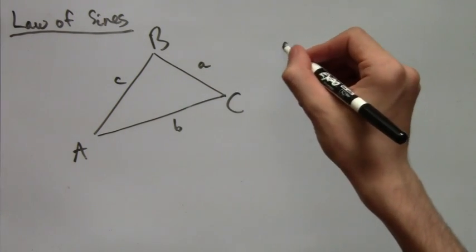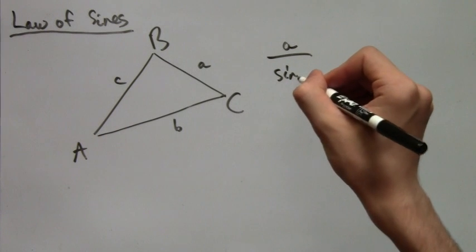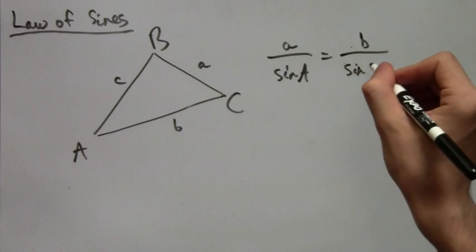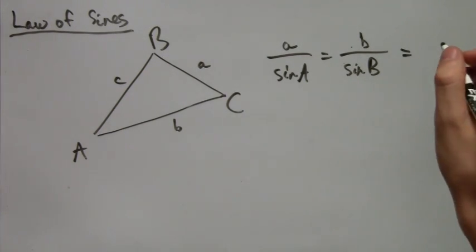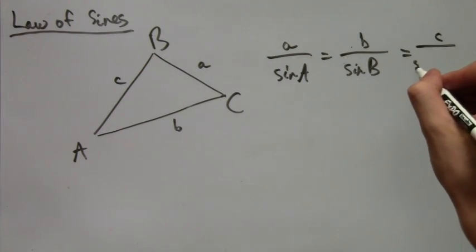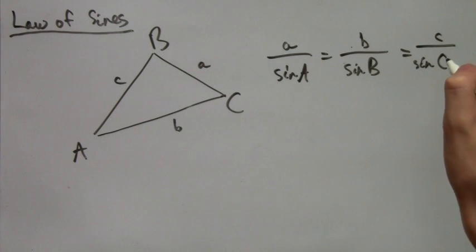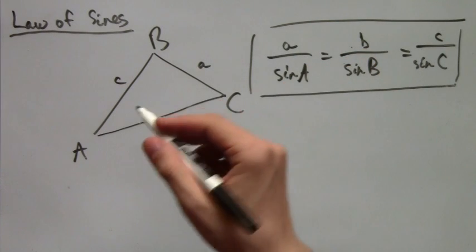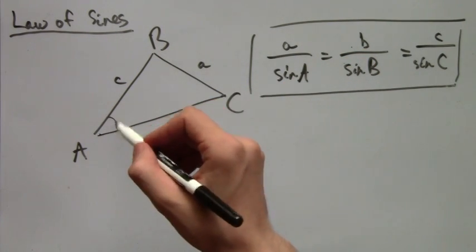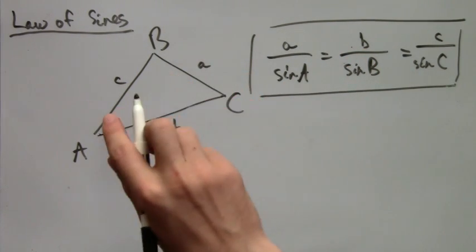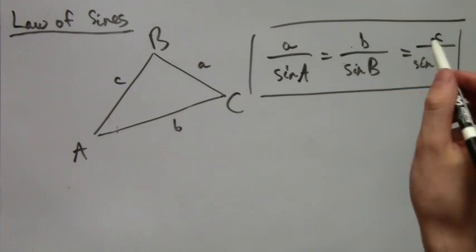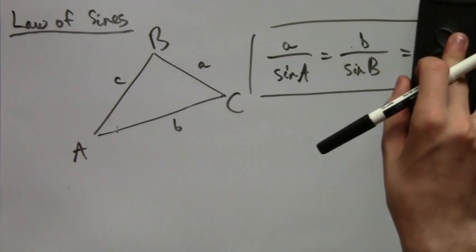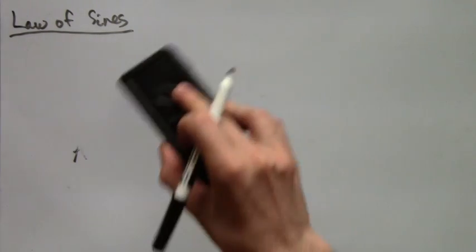And the law of sines tells us that a over sine A equals b over sine B equals c over sine C, with the capitals as I wrote them. So in other words, if we pick any side and we divide it by the sine of the angle opposite of that side, we will always get the same number. Alright, so let's do a few examples and figure out how this really works.